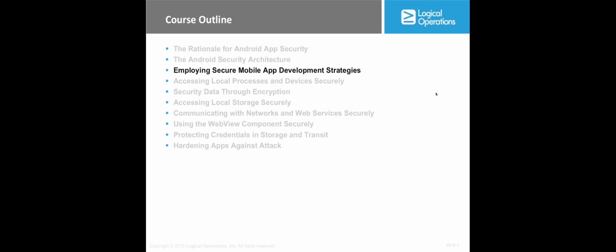Okay. All right. So tonight we're going to go through another two sections. We're going to try to get through two sections a night. There are a total of 10 sections. Tonight we'll be employing secure mobile app development strategies and accessing local processes and device security.